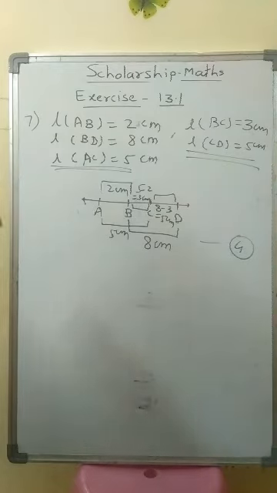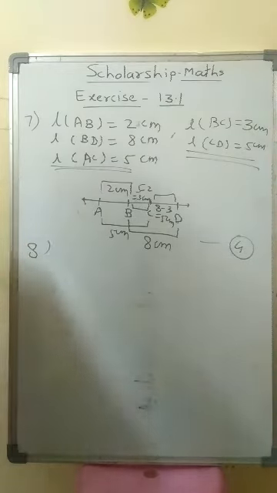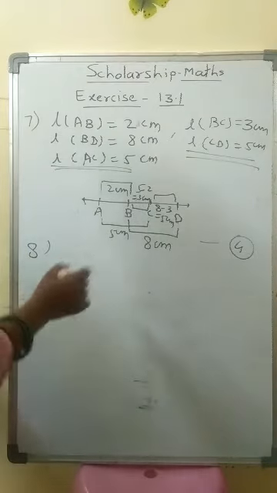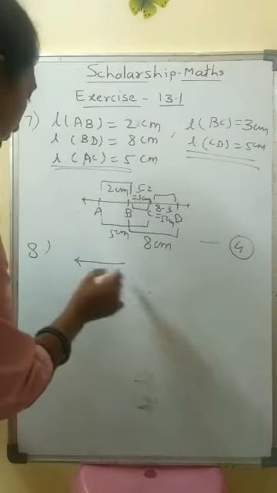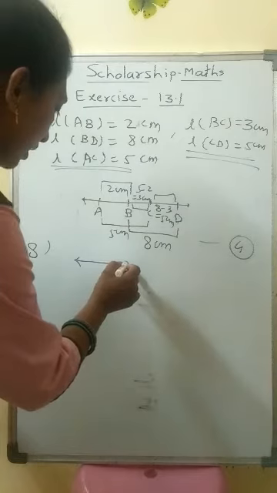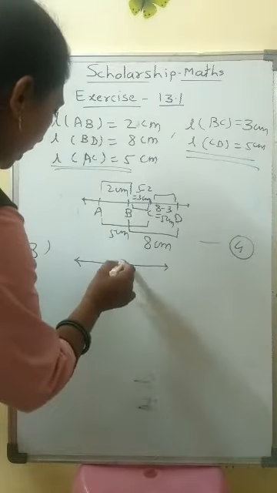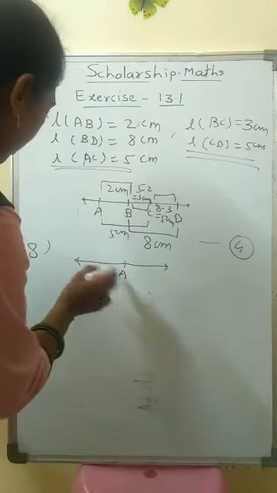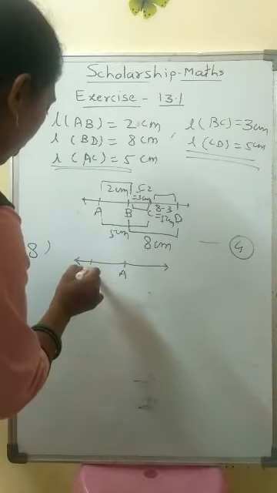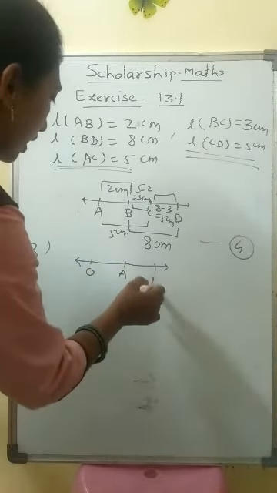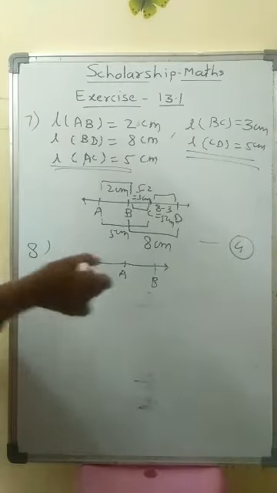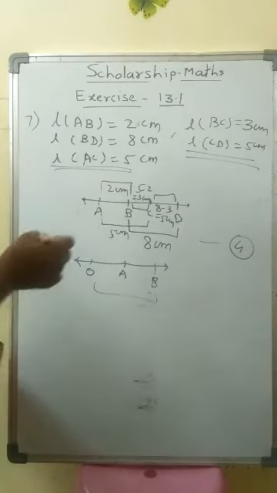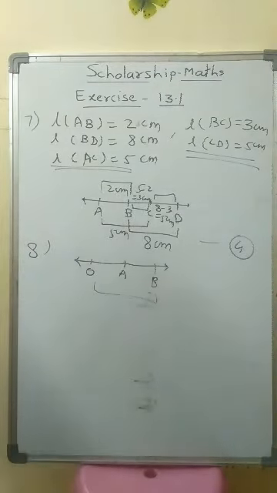And also the eighth one, the union of two opposite rays. I already explained about the line and also the ray. Two opposite rays form a line. AO and AB, so OB, you get a line. Okay, so here the exercise is over.